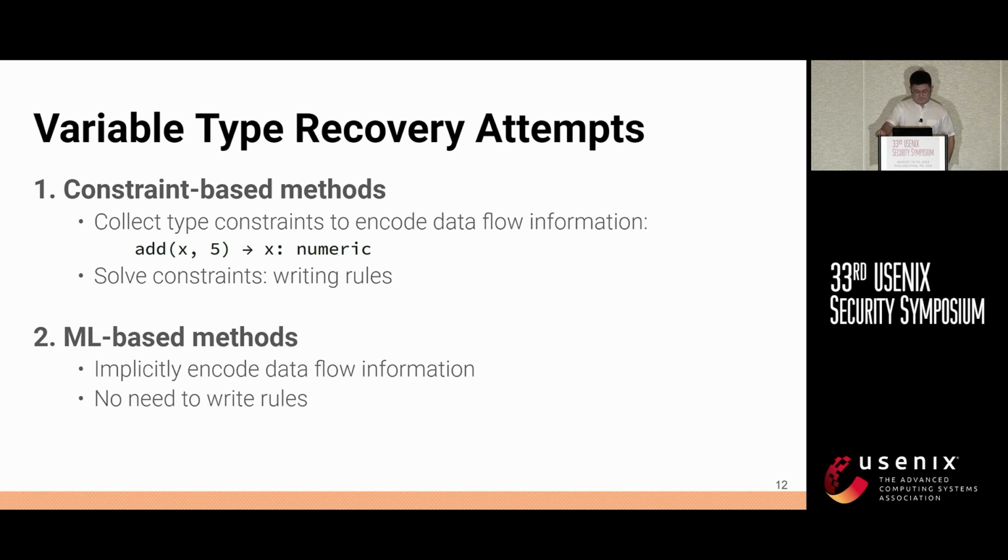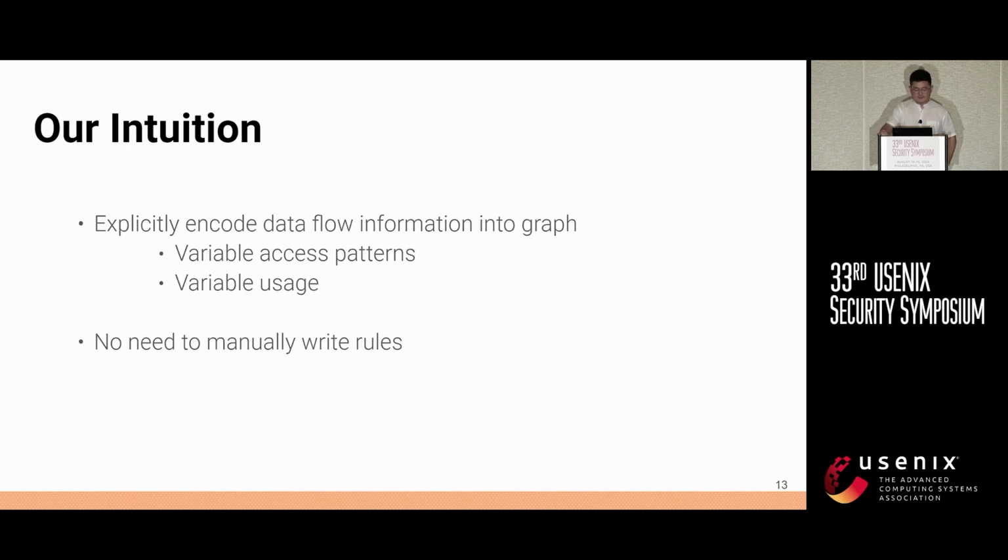So people designed the machine learning-based method because we don't want to write all those rules. However, the machine learning-based methods implicitly encode the data flow information. So our intuition here: what if we can explicitly encode the data flow information into graphs? What if we encode the variable access pattern, variable usages? Those access patterns are usually noise-free for machine learning training, and there's no need to manually write rules.